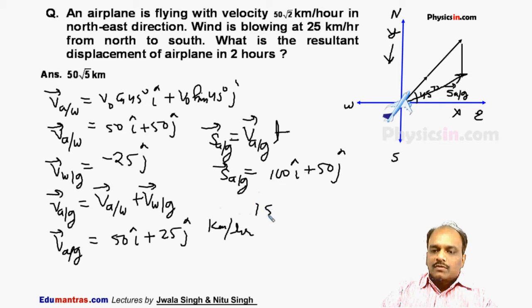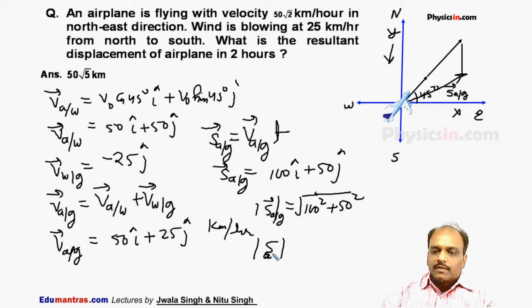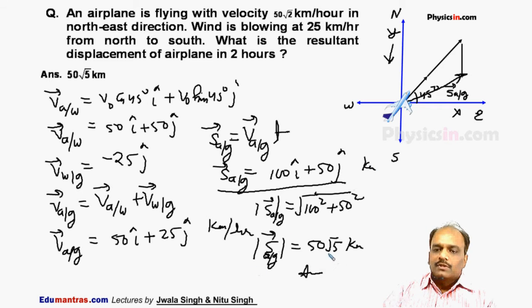So we can say the magnitude of displacement of aeroplane with respect to ground is root over 100 square plus 50 square. So the magnitude of displacement of aeroplane with respect to ground is equal to 50 root 5 kilometer. This is the answer. If I say what is the displacement in vector form, this is the answer, in kilometer. In scalar form, the magnitude is 50 root 5 kilometer.